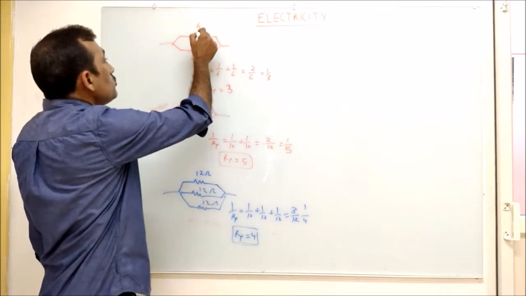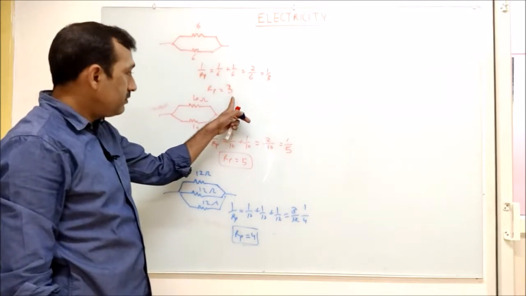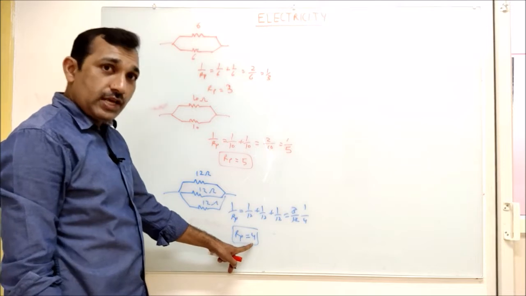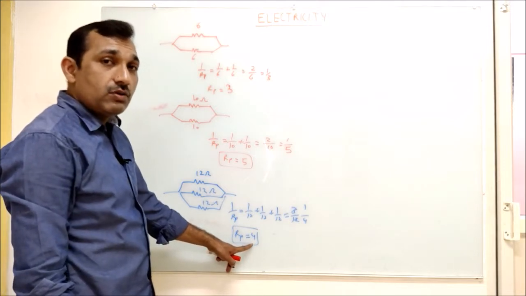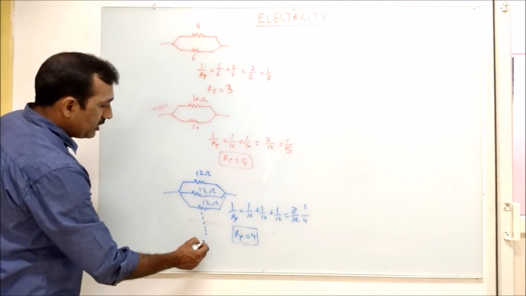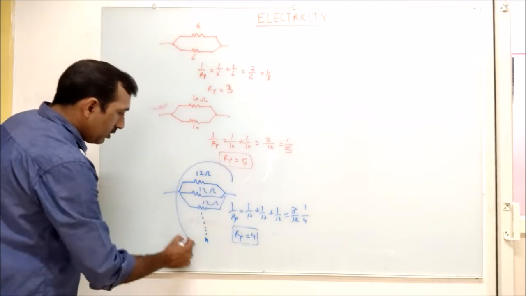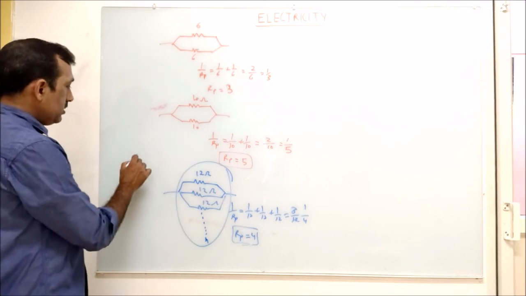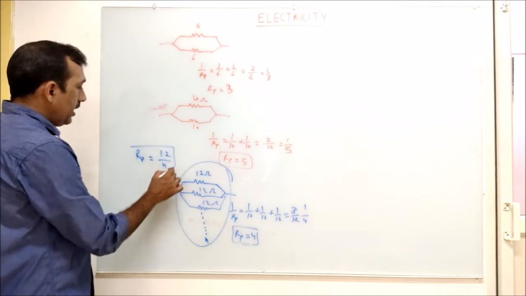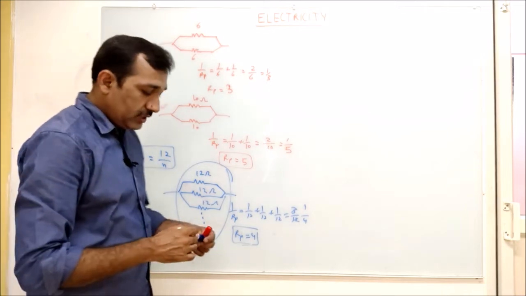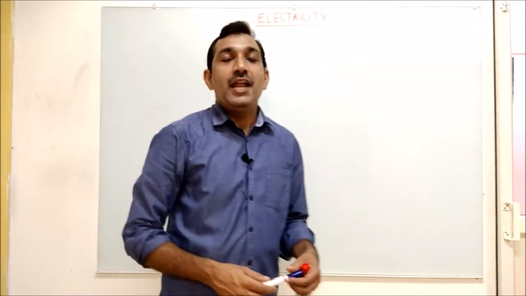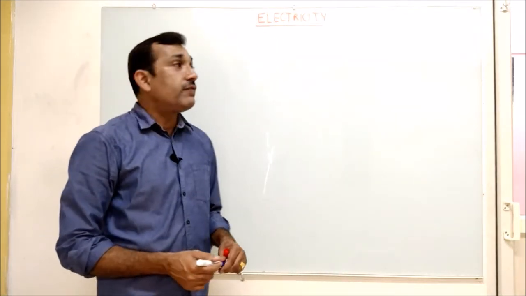Now, when I am taking two similar resistors, it is becoming half. When I am taking three similar resistors, it is becoming 1/3. If I am taking n resistors, then it will become 1/n times of that. Say for example, if n resistors of 12 ohm are connected here, then the equivalent resistance will be Rp equals 12 divided by n. Right? It is easy to remember and easy to solve. Now the next topic is the heating effect of electric current.